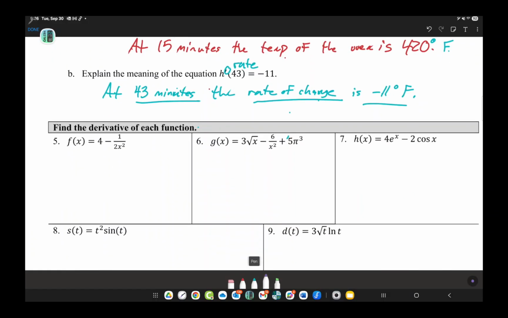Okay. All right, so here's your fun, find derivatives of functions. Okay. You're going to have power rule, product rule, quotient rule. Okay. Derivatives of trig functions, derivative of natural log functions, derivative of exponential functions. Okay. You're going to have all those.